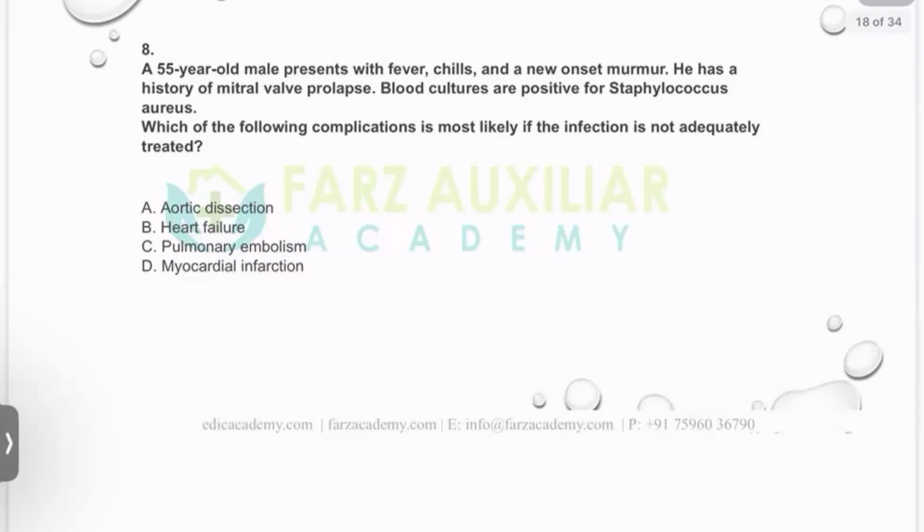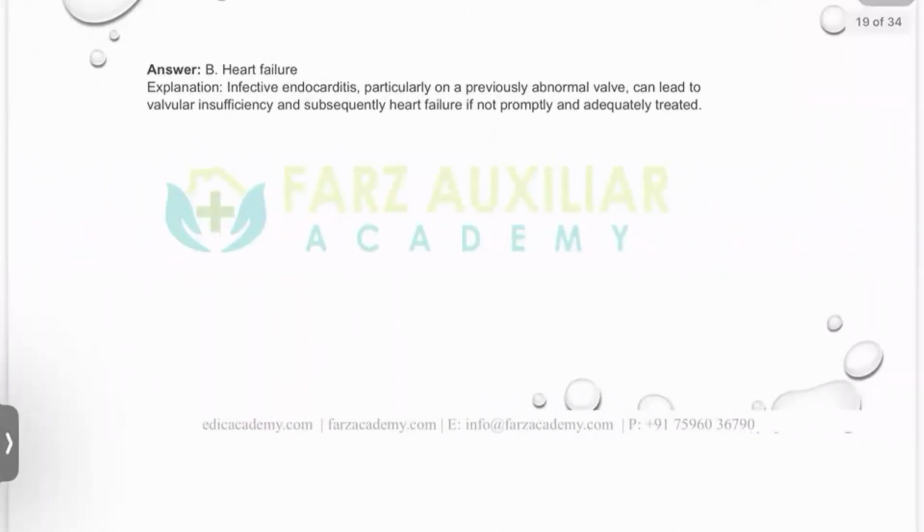Because of mitral valve prolapse, this patient has developed endocarditis. Now, the bacteria will eat up the papillary muscle and it will lead to mitral regurgitation. It will lead to papillary muscle rupture and acute MR leading to acute heart failure. So this is what you need to remember. Infective endocarditis can lead to valvular insufficiency and subsequent heart failure.